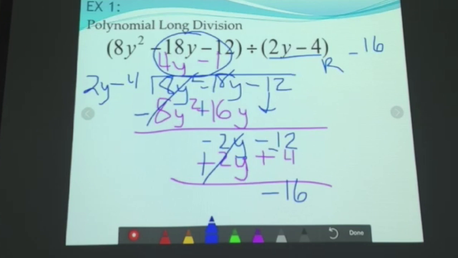And the remainder, you can either write remainder with the number, or you can put the number divided by the divisor that's out front. So I could say negative 16 over 2y minus 4. So we're going to try this process one more time, and then after I show you synthetic division, you're never going to want to use this way again, because synthetic division is just a little bit easier.